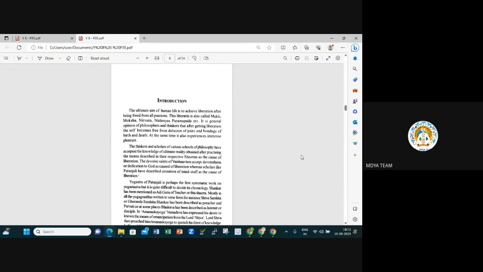In the introduction part, the ultimate goal of human life is to achieve liberation after being freed from all passion. Most probably it discusses liberation, which is called mukti. Clear? And most important, who are the characters in this book or in this Hatha Yoga text? Two persons are there. I have highlighted it for you. Many things are discussed here, introduction and analysis. This is important.